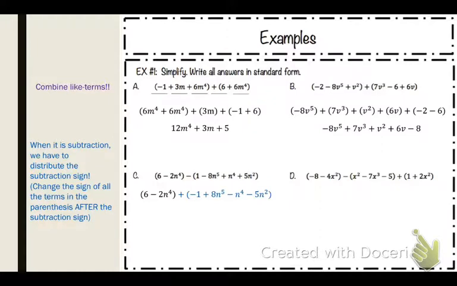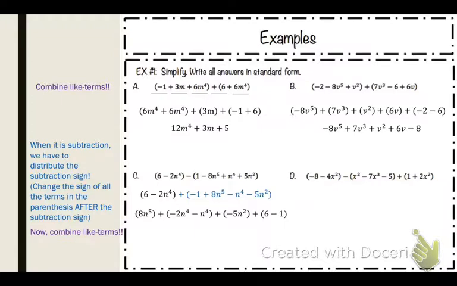So if I change that subtraction to a plus, I'm going to change all the signs after. So that becomes a -1, a positive 8n to the 5th, a negative n to the 4th, and a negative 5n squared. Okay? And then we just treat it exactly like the ones in A and B, because it is exactly like those now. So we're going to start with our highest exponent power, which is n to the 5th. And then we're going to go to n to the 4th, so we have -n to the 4th minus n to the 4th. We don't have anything cubed. We have -5n squared, which is by itself. Then we have 6, and we have -1.